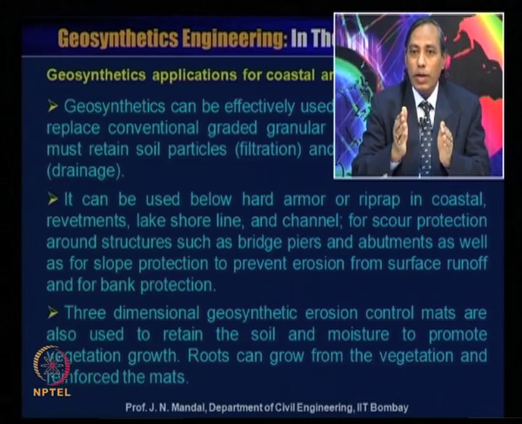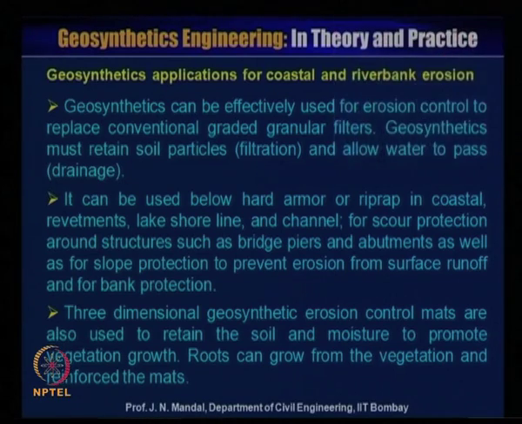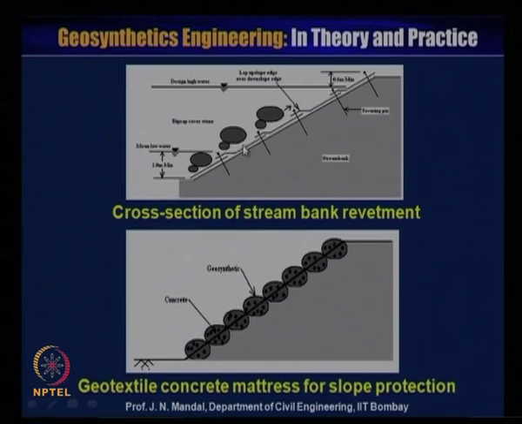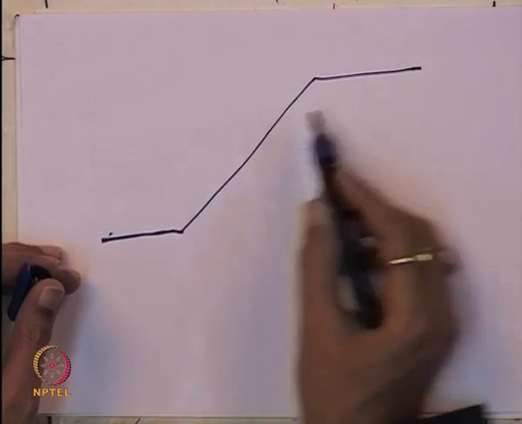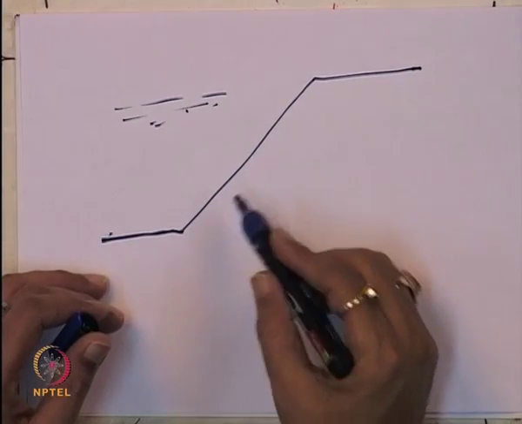Three-dimensional geosynthetic erosion control mats are also used to retain the soil and moisture to promote vegetation growth. Roots can grow from the vegetation and reinforce the mat. You can see in some of the slides a cross section of a stream bank revetment, and this is also geotextile concrete matrices for slope protection. For example, suppose it is a river bank protection, the water level is somewhere here, and this is the subgrade.